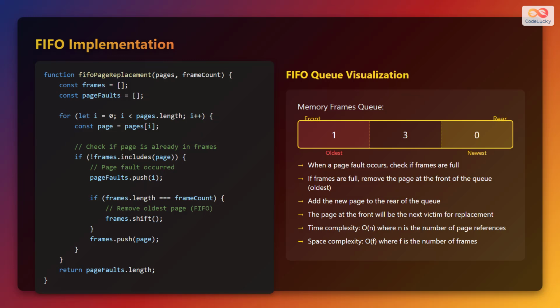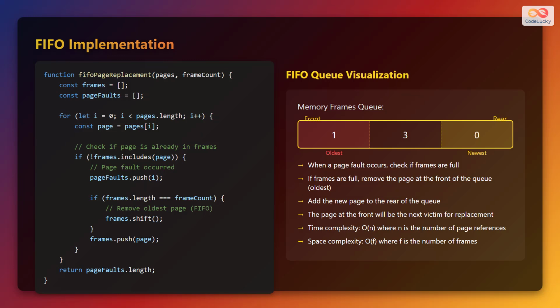Here's a look at a function called FIFO page replacement, written in JavaScript, that takes pages and frame count as input. It initializes frames as an empty array and page faults as an empty array. A for loop iterates through the pages array. Inside the loop, it checks if the page is already present in the frames. If the page is not present, which means a page fault occurred, then the page index is pushed into the page faults array. It checks if the frames array has reached its maximum frame count. If so, it removes the oldest page by calling the shift method on the frames array. Finally, the current page is pushed into the frames array.